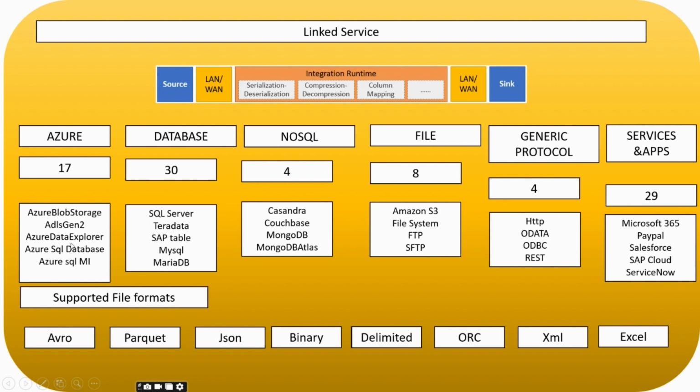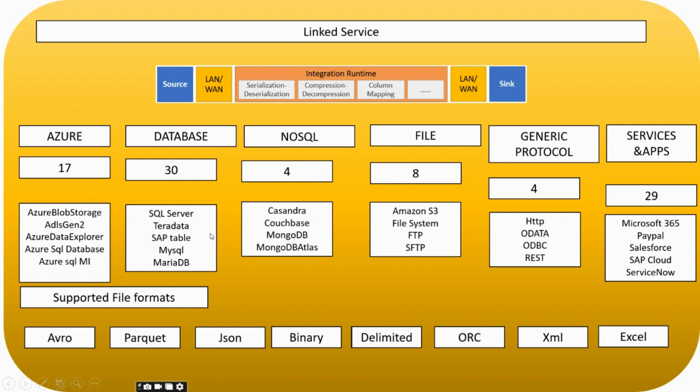I have given an example here. If you take Azure services, if you want to connect to any Azure related connection store, these are all examples. You can connect to Azure Blob Storage, you can connect to Azure Data Lake Storage Gen2, and you can connect to Azure Data Explorer, SQL database, and SQL managed instance. These are a few examples I have given here for a better understanding. So this is how they have categorized them, right? These kinds of services will come under Azure.